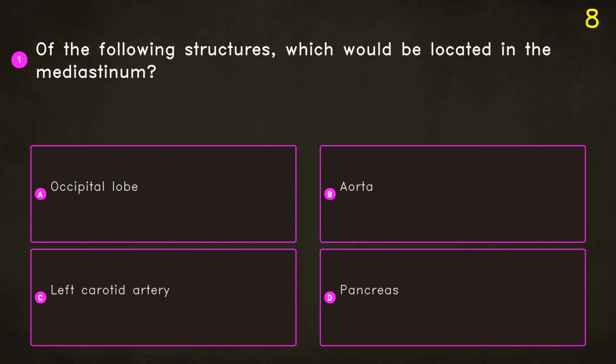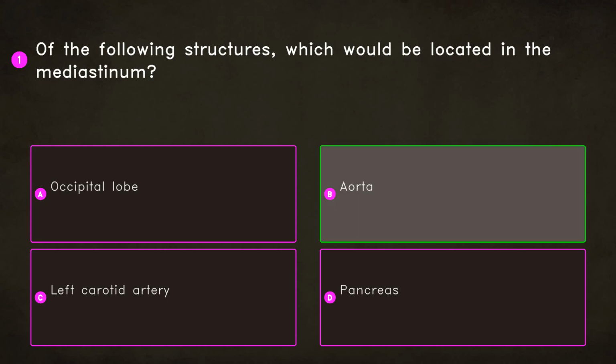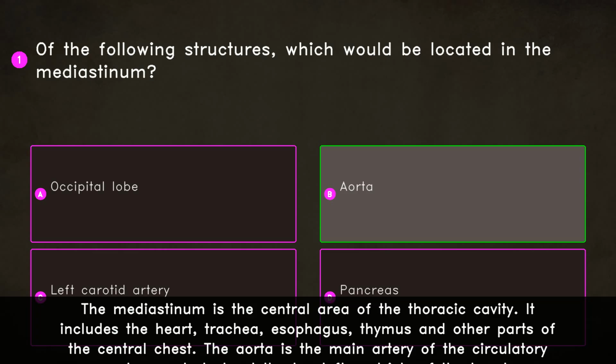Question 1. Of the following structures, which would be located in the mediastinum? A. Occipital lobe. B. Aorta. C. Left carotid artery. D. Pancreas. The correct answer is aorta. The mediastinum is the central area of the thoracic cavity. It includes the heart, trachea, esophagus, thymus, and other parts of the central chest. The aorta is the main artery of the circulatory system and starts at the top left ventricle of the heart.